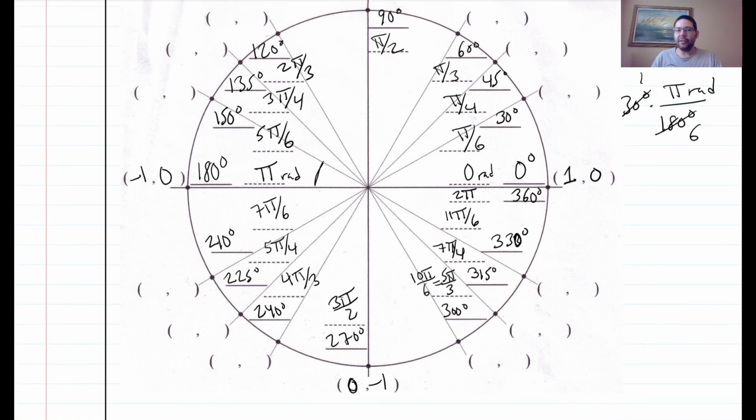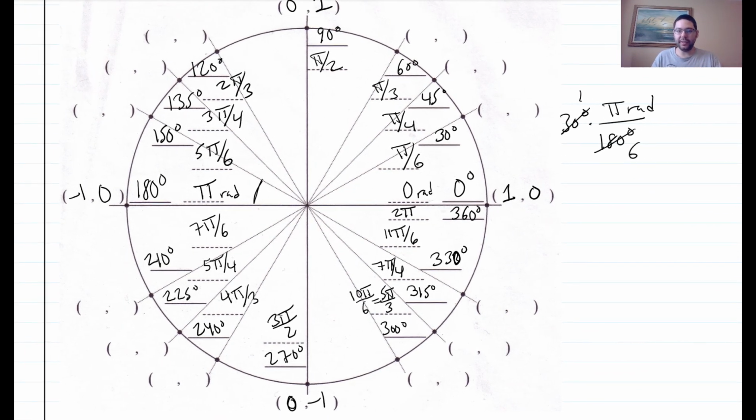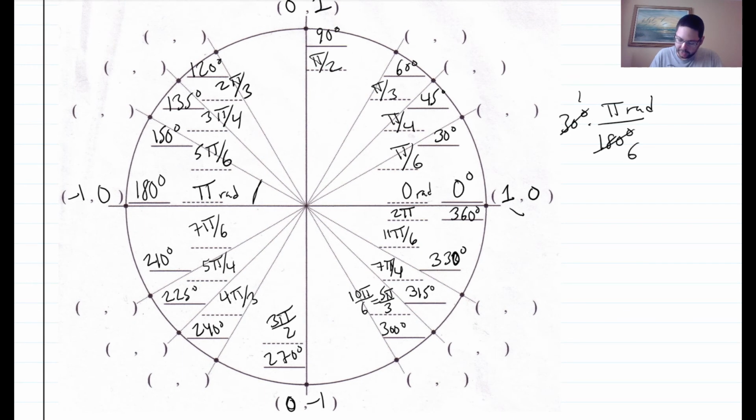So what this is saying, remember that the x coordinate is the cosine, the y coordinate is the sine. So this is my cosine, this is my sine. Now that we know that cosine is the x coordinate, sine is the y coordinate, we can use that to our advantage, right? So that means that the cosine of 0 degrees is 1, the sine of 0 degrees is 0.